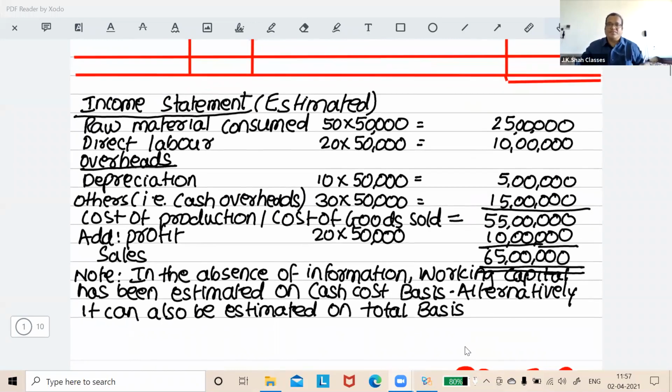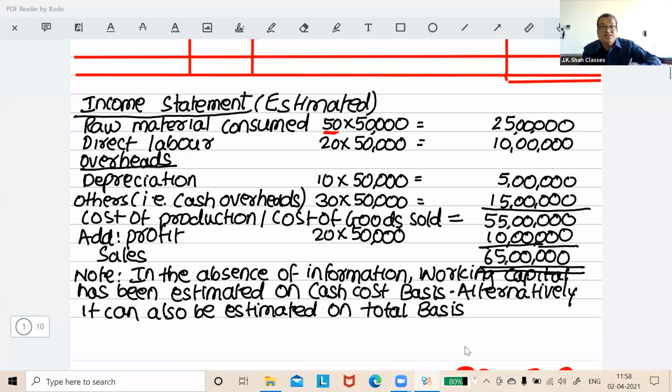We have made an income statement because wherever we start calculating, we need these total amounts. The per unit amount is not sufficient for us. We need the total amount. So we multiplied everything and kept it ready. For example, raw material consumed per unit rate is 50. Activity level expected is 50,000. Multiply, and raw material consumed is this much. Labor is this much.